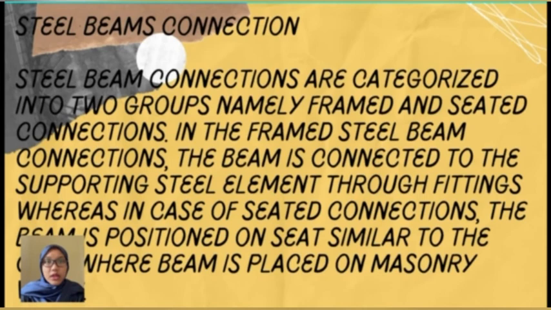And moving on to steel beam connection. Steel beam connections are categorized into two groups, namely frame and seated connection. In the frame steel beam connection, the beam is connected to the supporting steel element through fittings, whereas in case of seated connection, the beam is positioned on a seat, similar to the case where a beam is placed on a masonry wall.